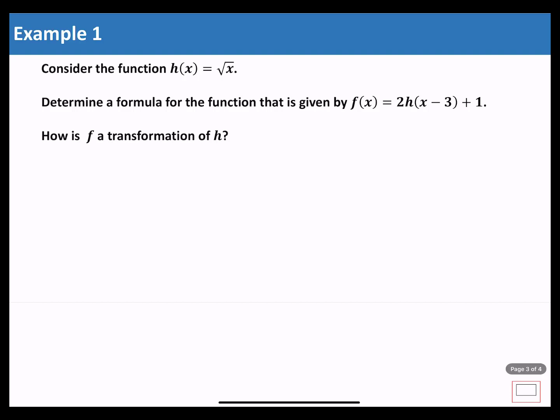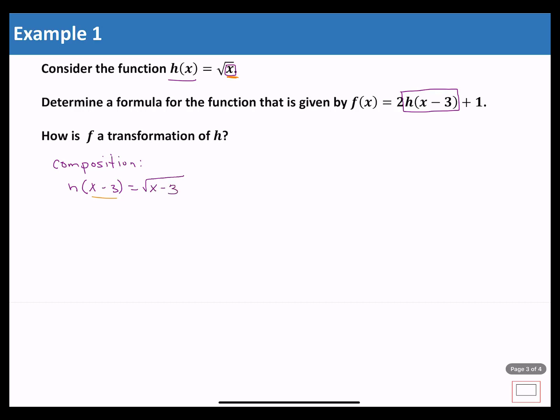Consider the function h of x equals the square root of x. Determine a formula for the function that is given by f of x equals 2 times h of x minus 3 plus 1. How is f a transformation of h? So we're going to start with h of x minus 3, and this is actually related to the concept of composition that we studied previously. We know that h of x is equal to the square root of x, so if we want to find h of x minus 3, we are going to replace the x in the square root of x with the quantity x minus 3. So h of x minus 3 will equal the square root of x minus 3.